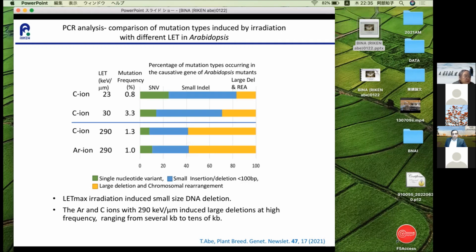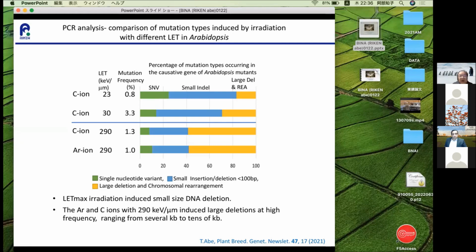When carbon ions are set to low velocity, LET can be adjusted to 290. The argon and carbon ions with LET 290 are the most effective for killing in plants. These ions induced large deletions at high frequency, ranging from several to tens of kilobase pairs. Therefore, ions with LET 290 might be useful as a novel mutagen for the analysis of tandemly arrayed genes and chromosomal rearrangement.